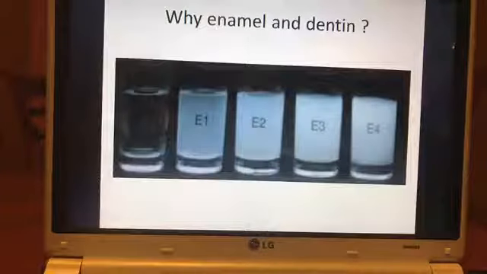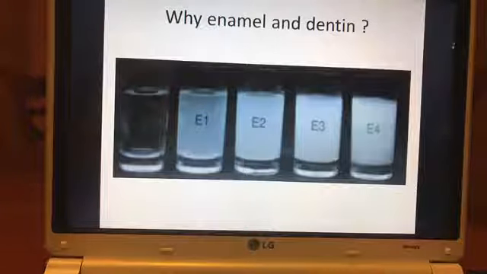So why enamel and dentine? We always, when we do our anterior aesthetic restorations, whether we are using a direct composite or even when we send it to the lab for ceramics, for anything, they always use an enamel and dentine. I want you to imagine the tooth as those cups over here.